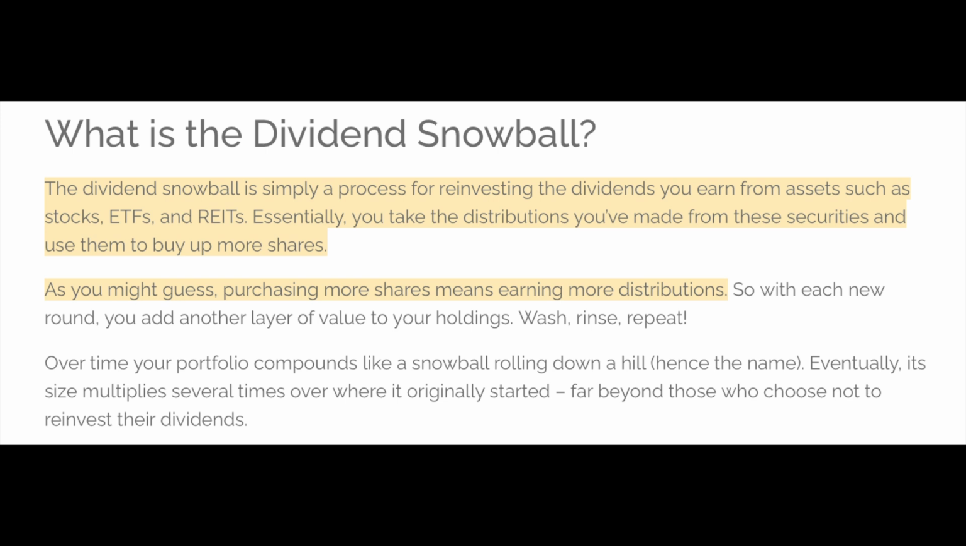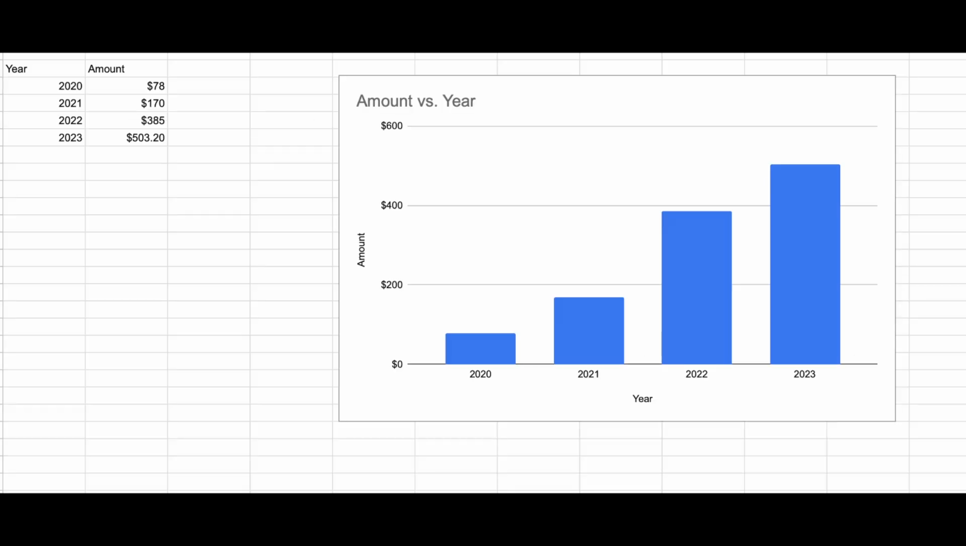The thing with the dividend snowball and compound interest overall is it takes a lot of time for things to get going. Here's an example of my very short investing journey so far. You can see when I started investing in 2020, at the end of the year, I received $78 in dividends. In 2021, I pretty much doubled that and a little more and got $170. In 2022, I got $385. And in 2023, this year, I got $503.